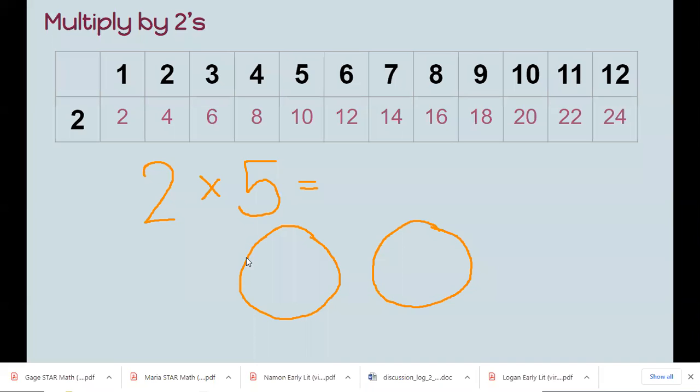Let's put 5 stars in my first group. 1, 2, 3, 4, 5. Put 5 stars in your first group. We need 5 stars in our second group also. 1, 2, 3, 4, 5. Check your picture and see that it looks something like mine. You have 2 circles, those are your groups, and 5 in each group.